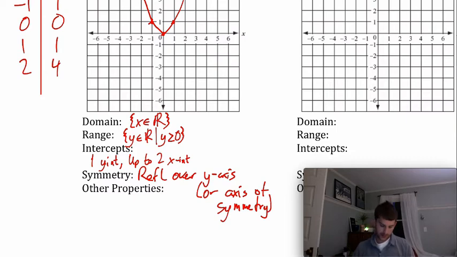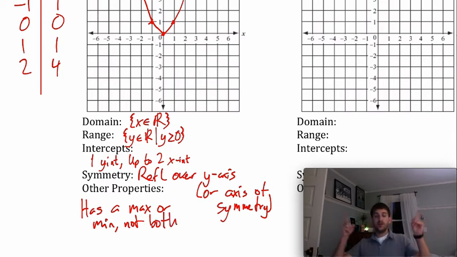Other properties, it's always going to have a max or a min, but never both. So if it's got an upward facing parabola, it's going to have a minimum. If it's a downward facing parabola, it's going to have a maximum.